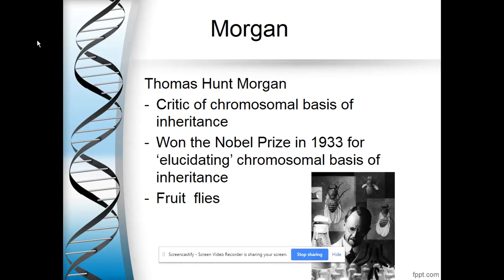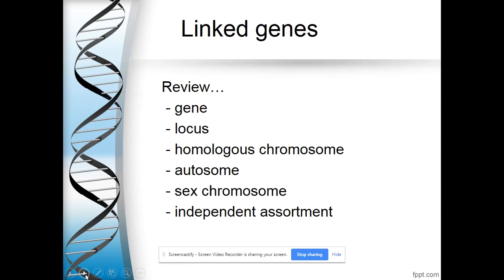So we're going to pick up here with Thomas Hunt Morgan and think about Drosophila, his fruit flies, and the idea of linked genes. Thomas Hunt Morgan, like we said in class, was a critic of chromosomes being the basis of inheritance, and then he ended up winning the Nobel Prize for, in fact, figuring out that chromosomes were the basis of inheritance. And he did all of his work with fruit flies. Scientific name is Drosophila melanogaster.